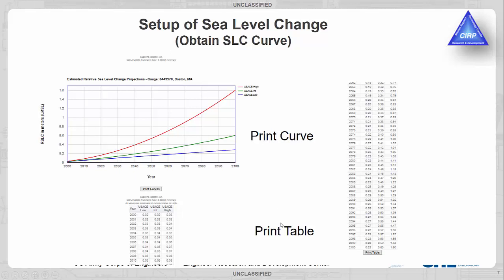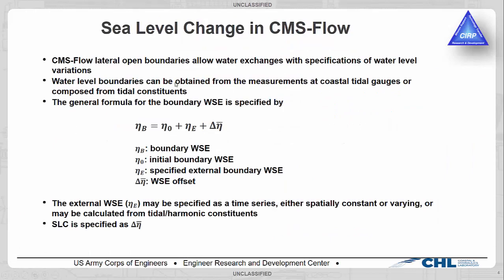And then also you can print a table. It gives you a value for every year, and this is 101 values here. Then you can save this file, and later read it into CMS as a sea level rise curve. And then when the model runs, it will read the boundary condition, read the sea level rise, and then merge these two, and get your boundary forcing as shown by this equation.